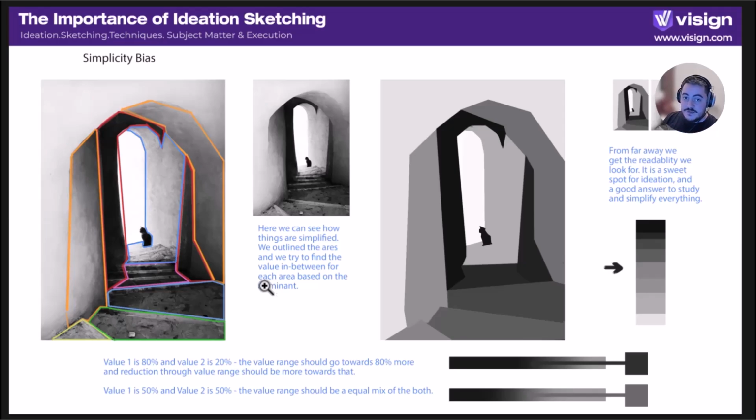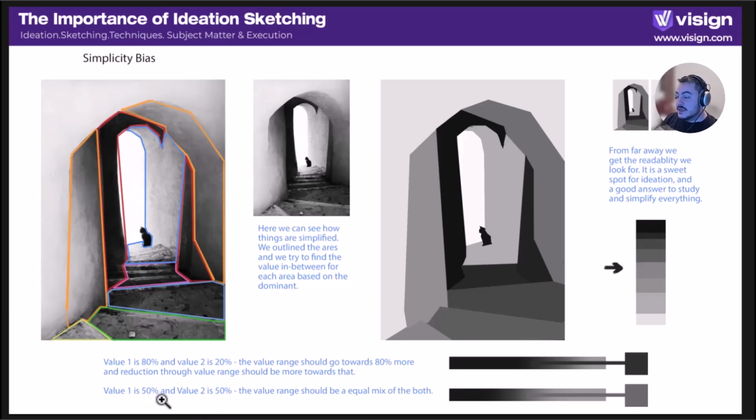Okay, so whenever you choose value in a picture, I usually have a tendency to see if there's a 60% with 40%, I'll choose the 60% dominant in that value range simply because that dominates more of the picture and it keeps the value a lot clearer. I don't choose the 40%, although you can if you want to test it out, because it is the value that is lower in dominance. So I choose the higher one in dominance so I can simplify things in a manner that you'll see here in the next picture. Value 1, let's say it's 80%, and value 2 is 20%. The value range should go towards 80% more, and reduction through value range should be more towards that. So we basically use a reductionist method to value range to actually help us to make readability happen.